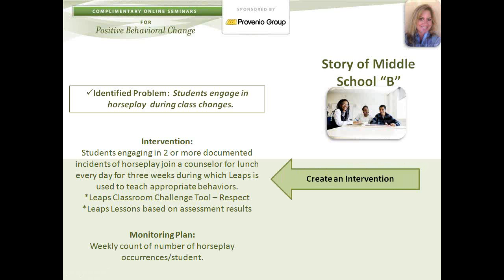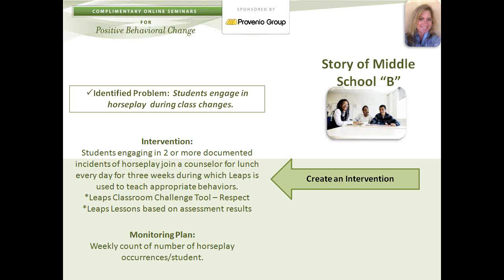In the intervention, they had any students that were engaging in 2 or more documented incidents of horseplay join a council for lunch every day for 3 weeks, during which time they used LEAPS. They were LEAPS users to teach appropriate behaviors about how to socialize with each other. They started with respect and a classroom challenge, and you guys know the classroom challenge tool is really 3 questions, and they used those questions then to help determine which LEAPS lessons would be taught during that 3-week period of time.